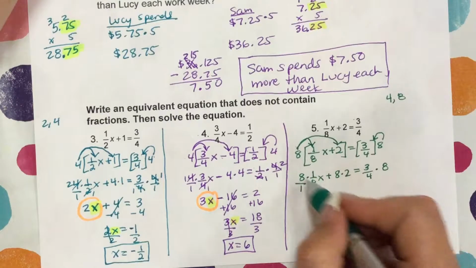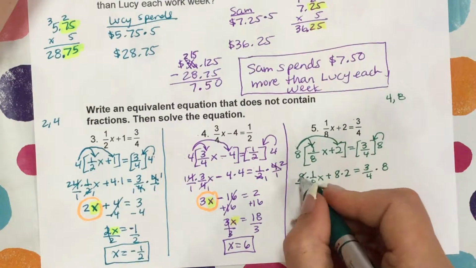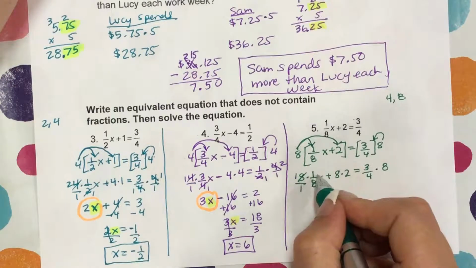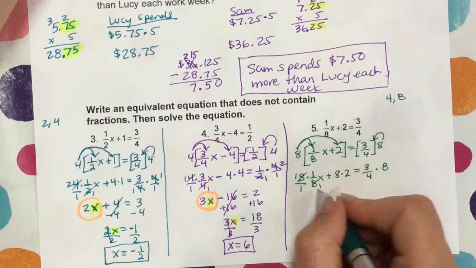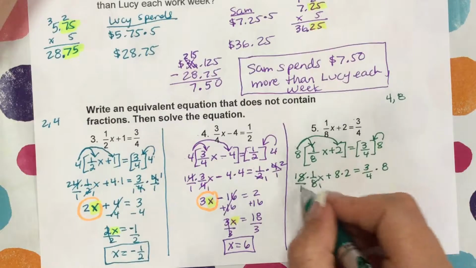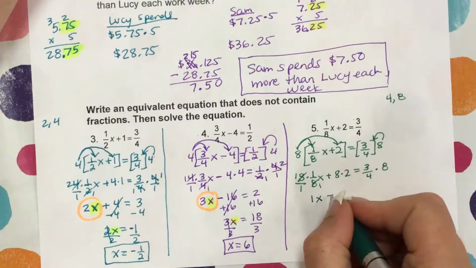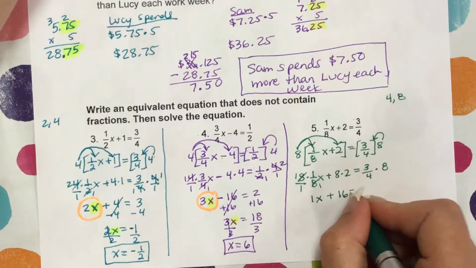And we're looking to cross cancel, and there's a common factor of 8. 8 goes into 8 one time, 8 goes into 8 one time. We multiply across, and we get 1 times 1, which is 1, over 1 times 1, which is 1. And so this just ends up being 1x. Plus 8 times 2 is 16.